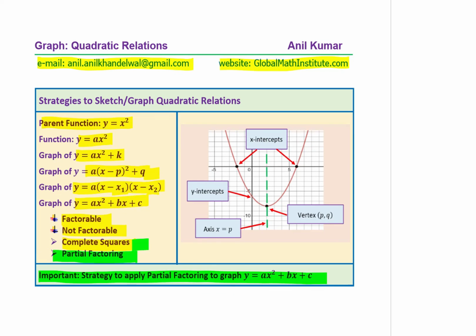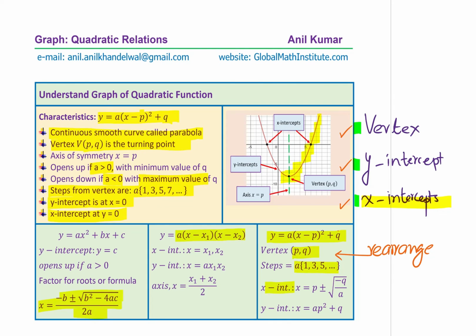And with that, we come to an end of this particular chapter where we have discussed what the parabola or the graph of a quadratic relation looks like. What are the different formulas or the forms of quadratic equation? One of them is the standard form, the factored form, and the vertex form. When these forms are given to us, how do we approach? There are different approaches as we have seen. How do we approach to sketch or graph the function?